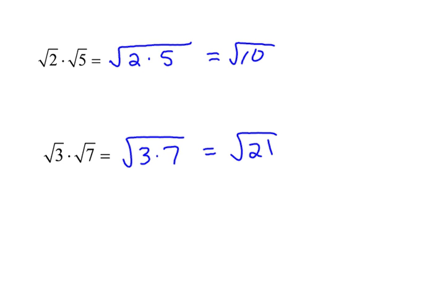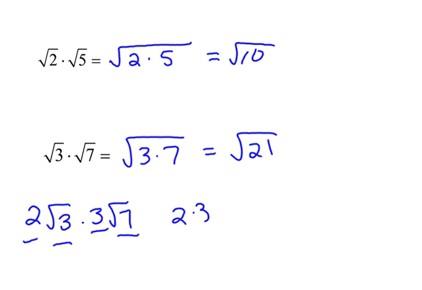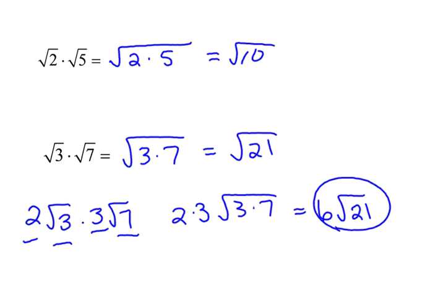If you have a coefficient in front, say we had 2 square root 3 times 3 square root 7, so that's a similar problem to the one we did before. We multiply the coefficients on the outside, and then we multiply the radicals times each other. So we're going to do 2 times 3 on the outside times the square root of 3 times 7. So that would be 6 times the square root of 21. We use this information when we want to simplify square roots.